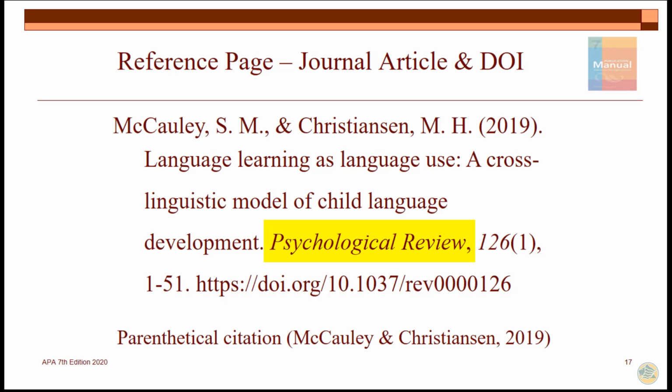Notice the title of the journal. It uses title case, so all the big words start with a capital letter. Psychological Review is italicized, comma, and then the volume number 126 is also italicized. However, the issue number, which is in the parentheses, is not italicized and a comma comes after the parentheses. The page numbers are 1 through 51, period at the end of 51.